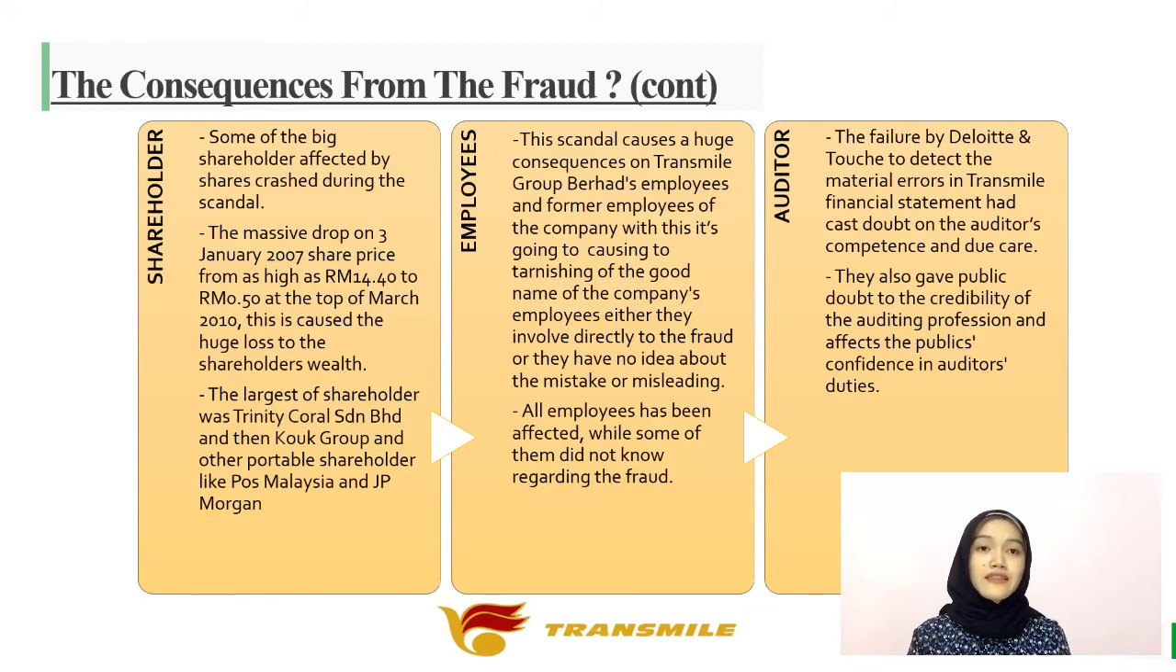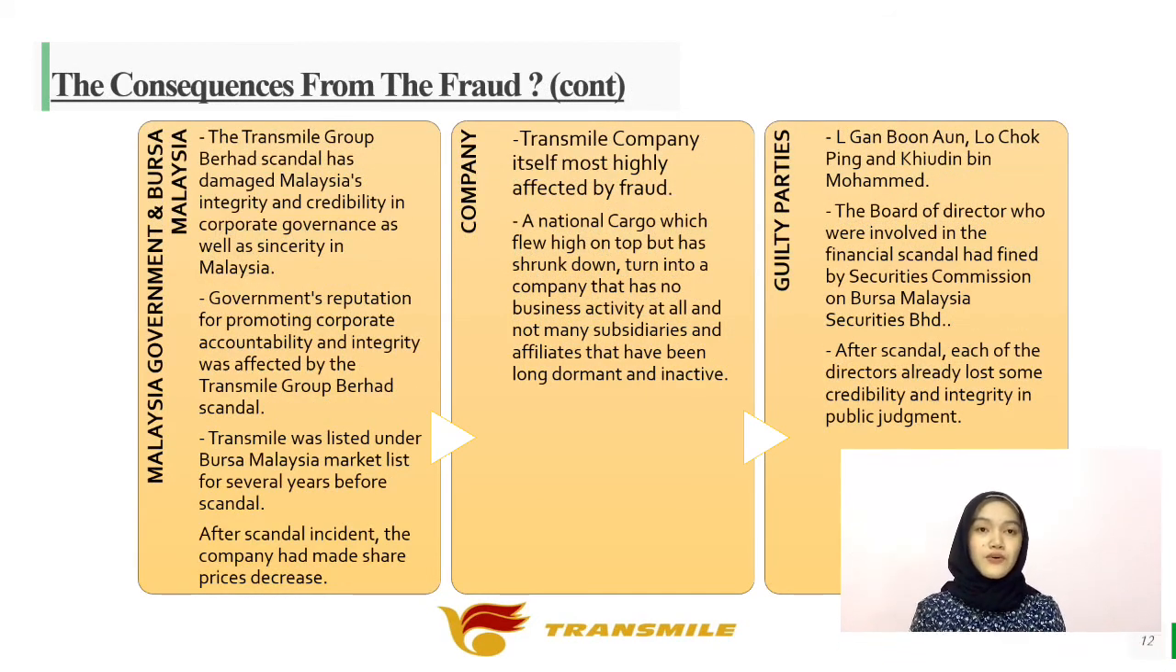Okay, we move to the third point, which is the auditor. We know the Transmile Group Berhad auditor is Deloitte and Touche. The failure by Deloitte and Touche to detect the material error in Transmile's financial statements cast doubt on the auditor's competence. It also gave the public doubt about the credibility of the auditing profession and affected public confidence in auditors' duties. So we move to the next.